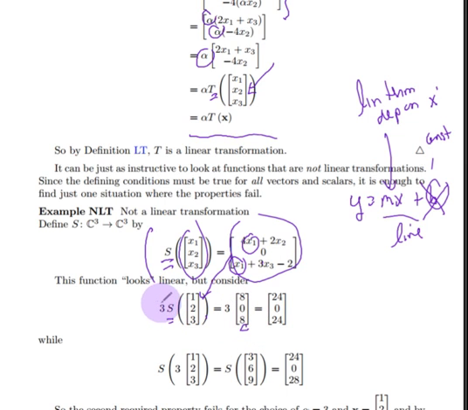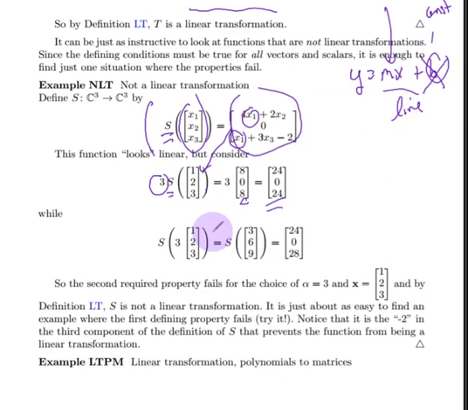If I multiply that result by 3, I'm going to get this 24, 0, 24. Now, on the other hand, if S is a linear transformation, I can multiply first and then apply the rule. If you do that, you'll end up with something that's different. These two are not the same, so that means it's not linear.